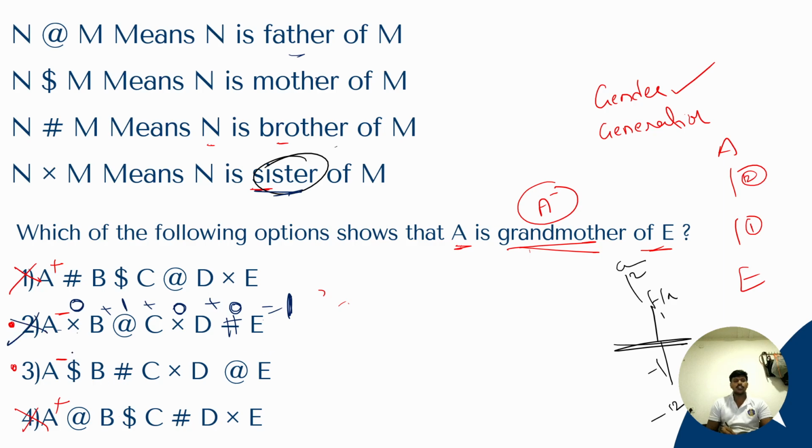Let's go with the third one. What is meant by dollar? Dollar means mother, 1. Hash means brother, 0. Into means sister, 0. At means father, 1.